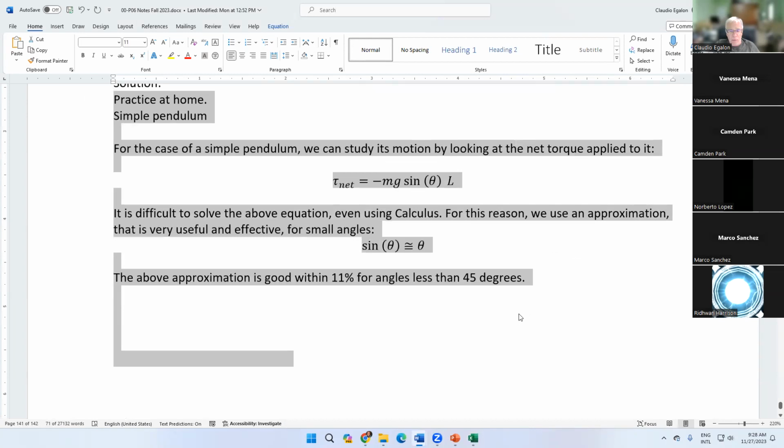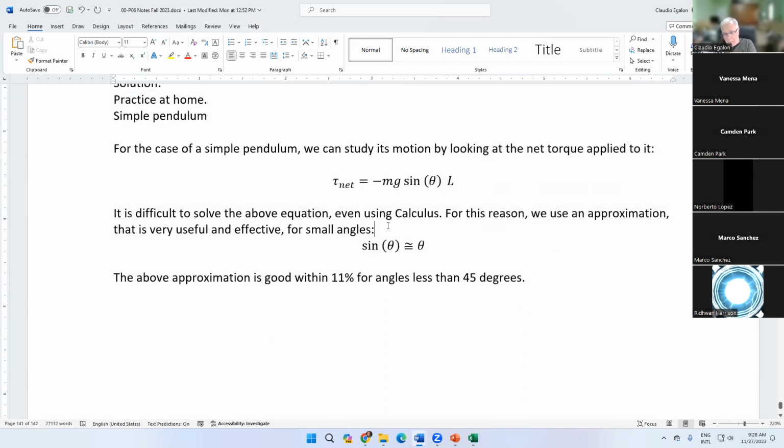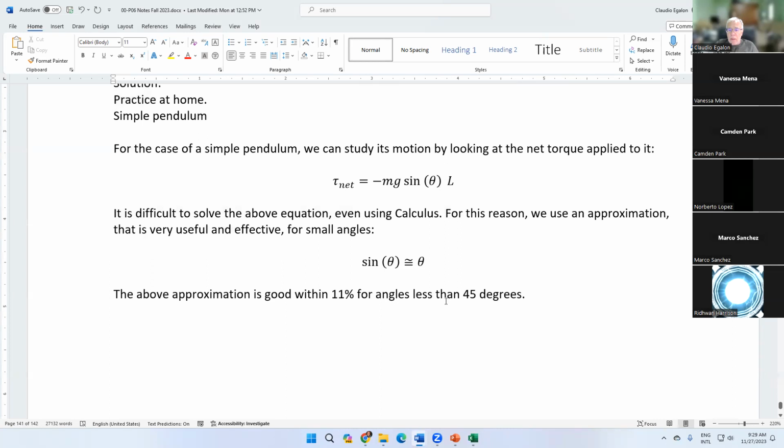Approximations help you solve problems more easily and with a very high degree of accuracy if you are within certain ranges of values. So why am I doing that? Because when I substitute the sine of theta right here, it becomes easier for us to figure out what is going to be the angular velocity of my simple pendulum, okay?